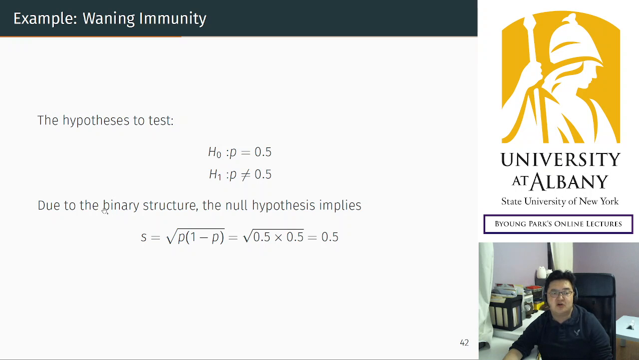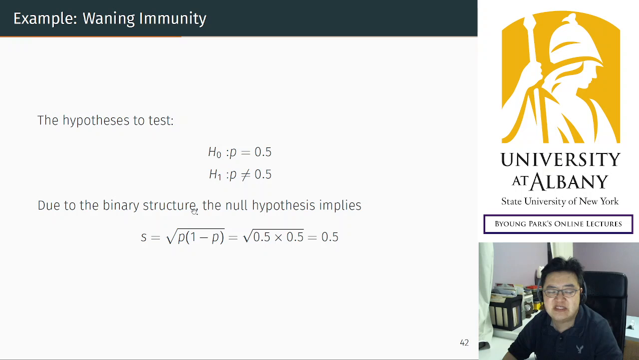And due to the binary structure, this null hypothesis implies a standard deviation. The standard deviation can be calculated as the square root of p times 1 minus p, probability of success times probability of failure, which is simply 0.5 times 0.5, so its square root is 0.5. So your null hypothesis implies a specific value of the standard deviation.